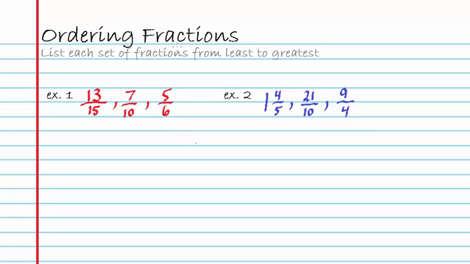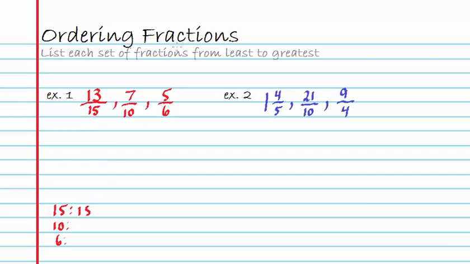So all of these fractions I know are between 0 and 1. So let's see if we can figure out which one is the smallest and which one is the largest. So in order to do this, I am going to get common denominators. So I need to figure out the least common multiple between 15, 10, and 6. So down here, I am going to list my multiples of 15, 10, and 6. And I will try to figure out my least common multiple to get common denominators.